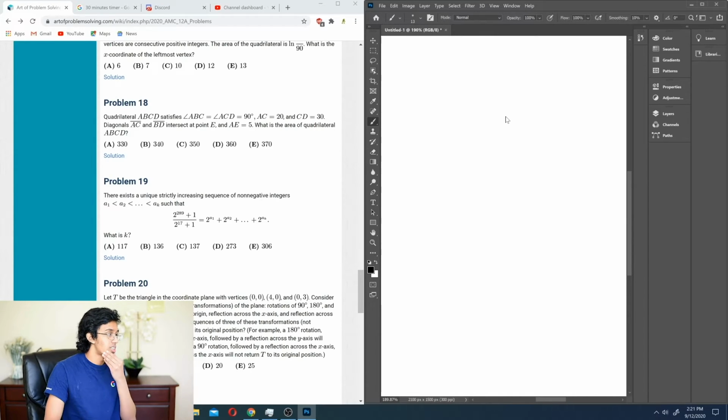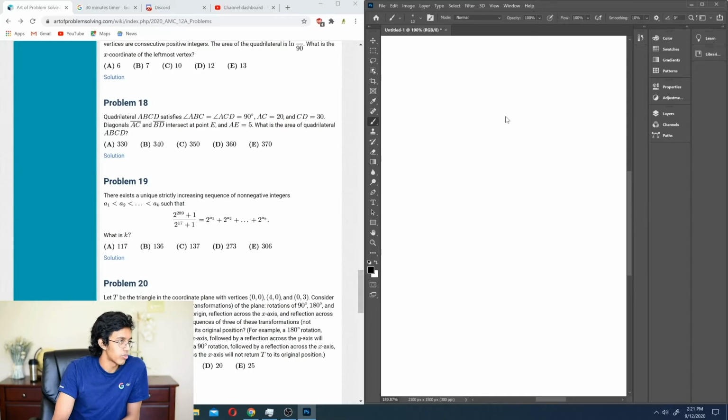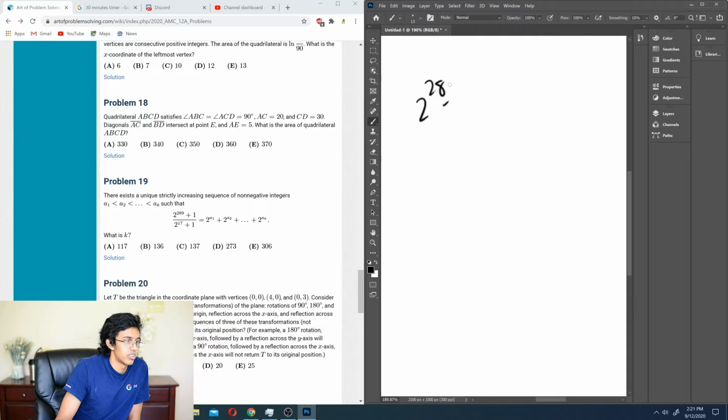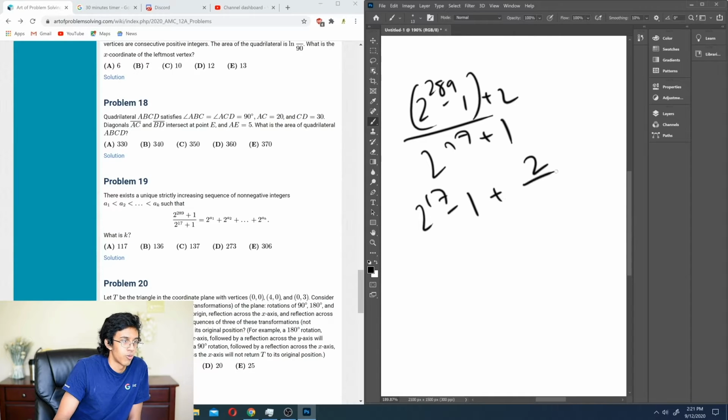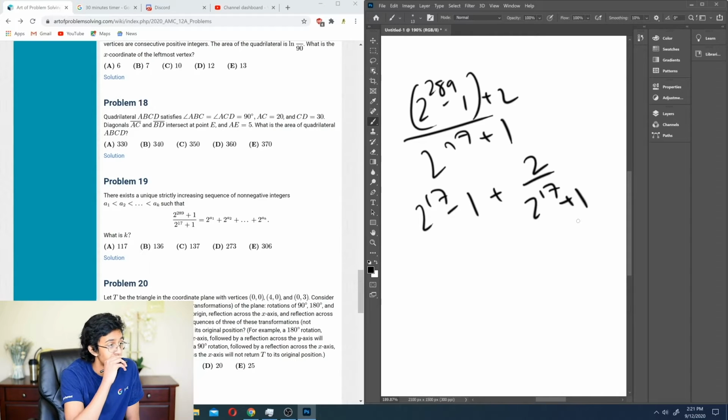Alright, problem 19. There exists a unique, strictly increasing sequence of non-negative integers such that this nonsense is true. Okay? How do you do that? Well, it's basically like 2 to the 289 minus 1 plus 2, right? Technically? Does that even help? Then we could just say it's 2 to the 17 minus 1 plus 2 over 2 to the 17 plus 1, which is like a geometric series, right?